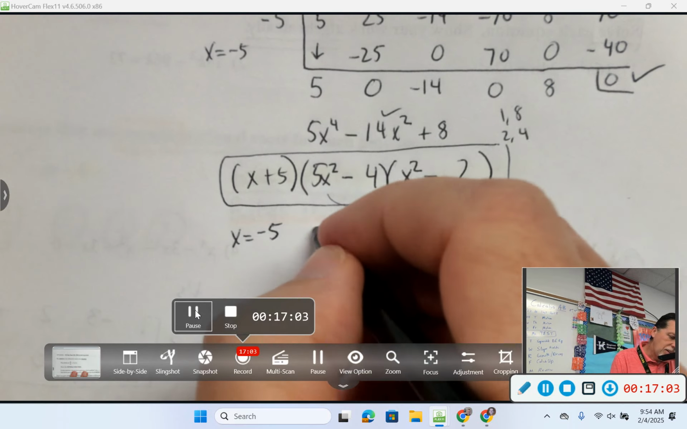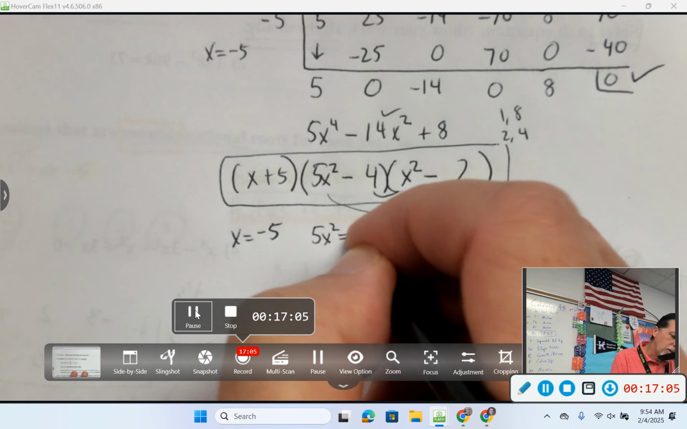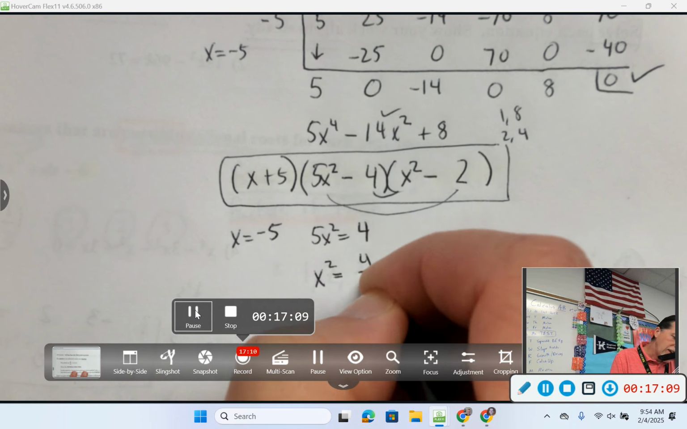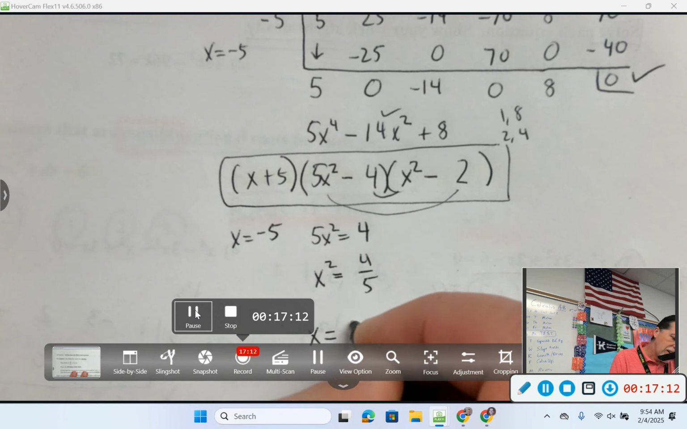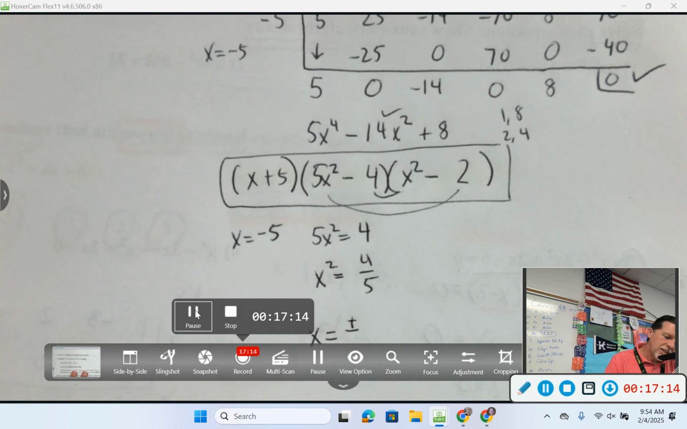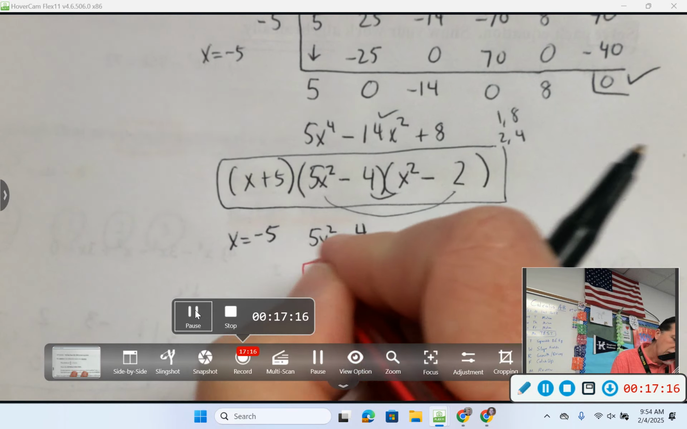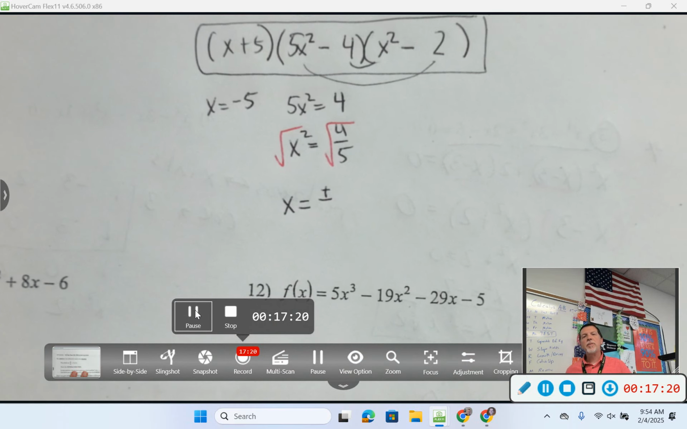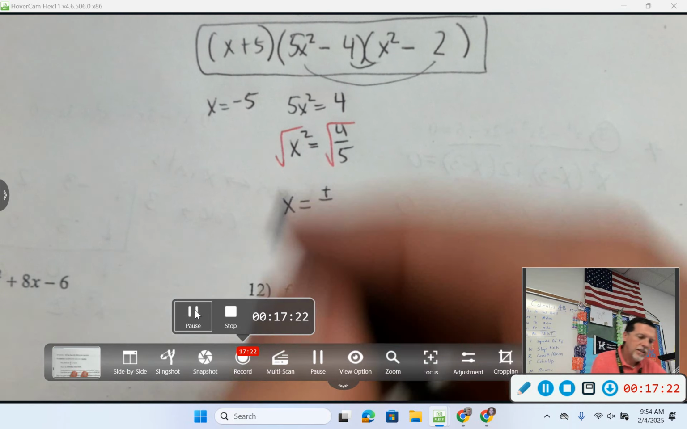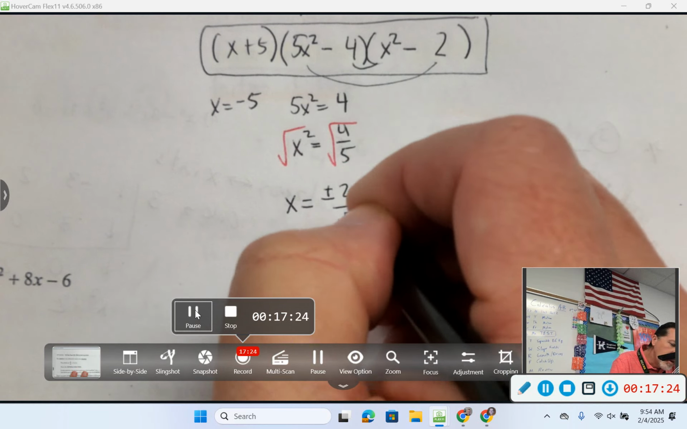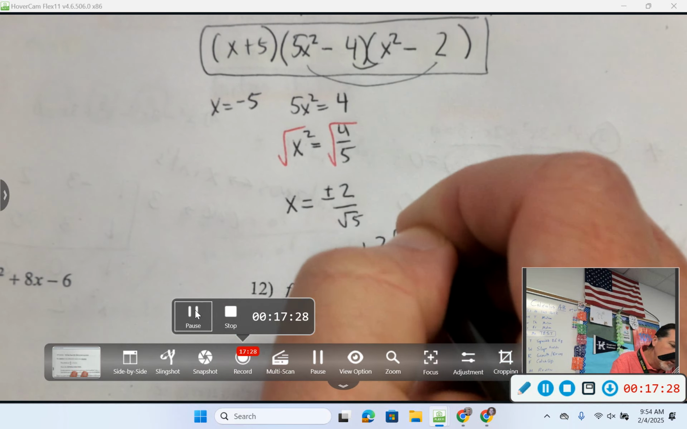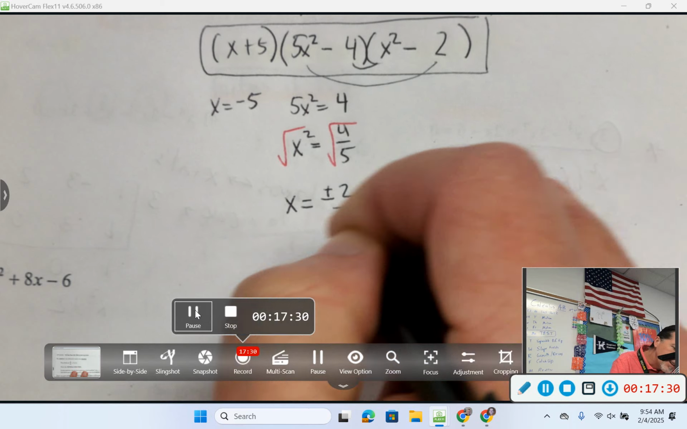For these, let's see, 5x squared equals 4. So x squared equals 4/5. Plus or minus. Trying to see how much I can skip at once here. That would be 2 over square root 5. But we don't like that as an answer, so 2 root 5 over 5.